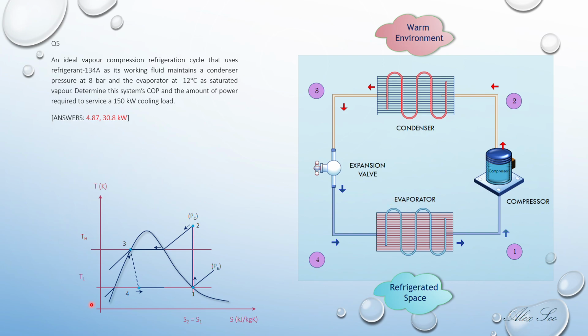Here I have a T-S diagram. Point 1 is dry saturated, that is saturated vapor, and point 2 is superheated. That is based on the condenser pressure of 8 bar, so you draw a condenser pressure line at 8 bar, and then the evaporator at -12 degrees C that is saturated. That is the saturation temperature for the refrigerant R134A in the evaporator. It is stated to be saturated vapor or dry saturated vapor, so you can put a line of -12 degrees C with the pressure. From your property tables you can check the evaporator pressure based on -12.